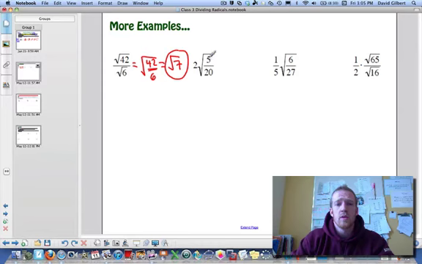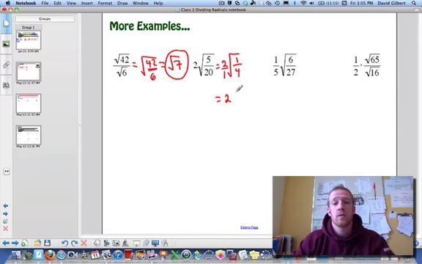Now look, we got 5 over 20, so I can reduce this fraction, right? I still have 2 times. If I divide the top by 5 and divide the bottom by 5, I get 1 over 4. So that's the same as 2 times the square root of 1 over the square root of 4. Now this is like a 2 over 1, so the 2 is technically on top.